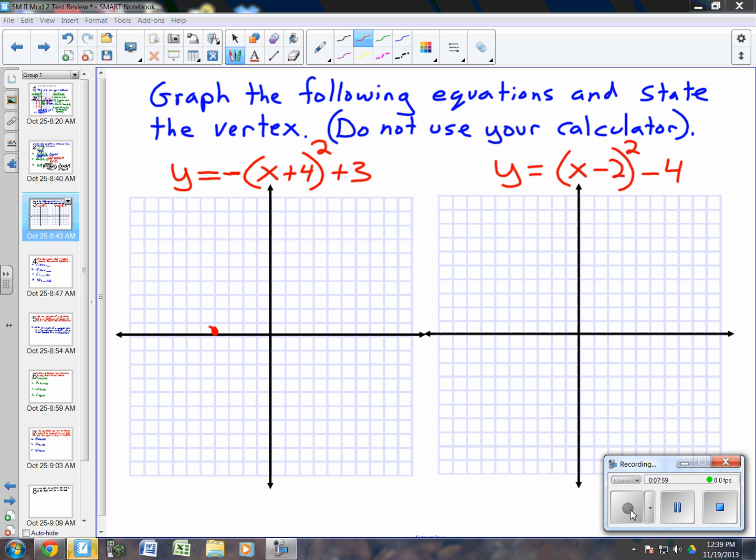That's not the vertex. Did you check with everybody at your table? Yeah, that's just negative 4, 0. There you go. Okay, which way does it open? Why does it open down? Okay, there's a negative. What's some more points on this thing?